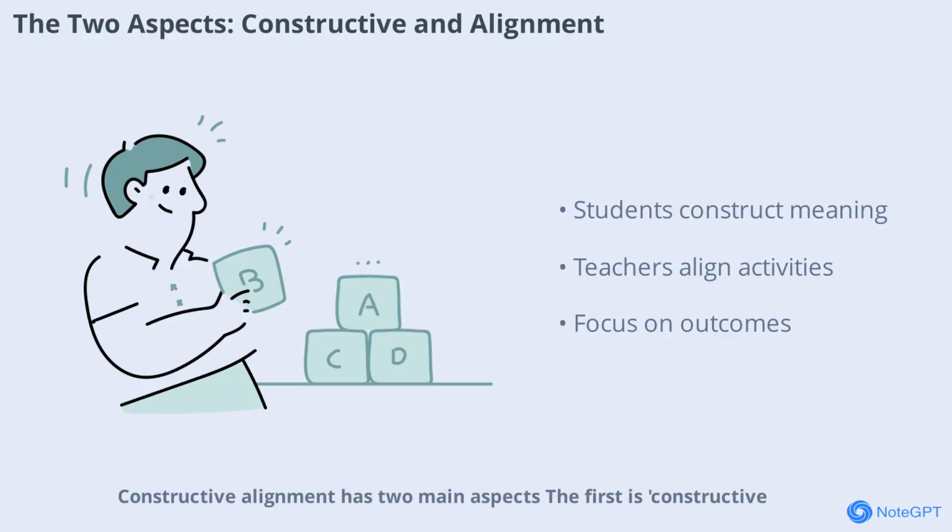Constructive alignment has two main aspects. The first is constructive, which means students actively construct meaning through engaging learning activities. Learning isn't just about teachers delivering information, it's about students making sense of it themselves. The second aspect is alignment. Here, the teacher's role is to create a learning environment that supports activities leading to the intended learning outcome. When these two aspects work together, students are more likely to achieve the desired results. This dual focus is what makes constructive alignment so effective in education.